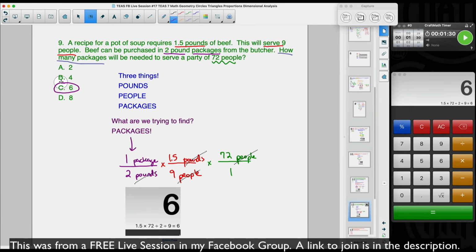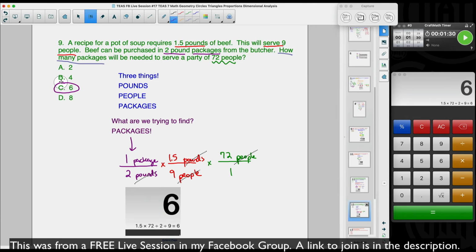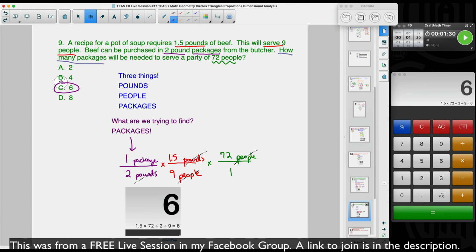Go to my website. Remember how to search for keywords. Type in the word dimensional. You don't even have to type in dimensional analysis. And I have an entire other live session that I did, I don't know, last year or something, where I did some other dimensional analysis problems. It just takes practice. So don't beat yourself up if you're not getting it on your first shot. It takes practice. All right.